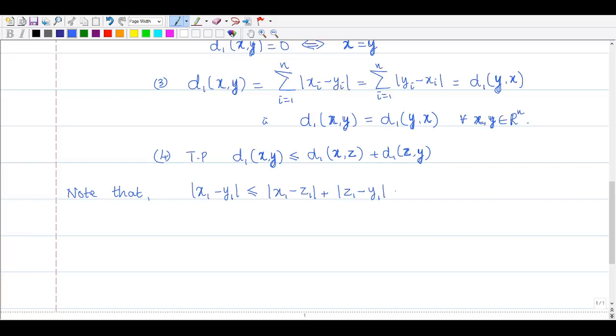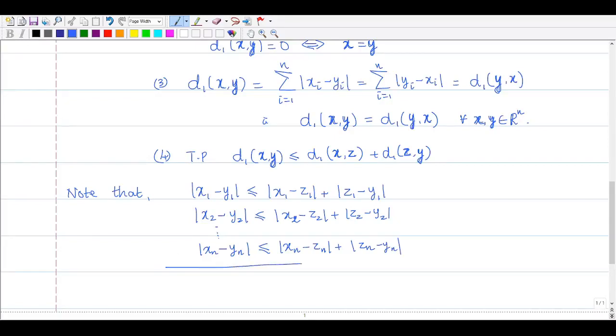Okay, now what I do is, similarly, I can write modulus of x2 minus y2 is less than or equal to modulus of x2 minus z2 plus modulus of z2 minus y2. Up to this, going on, modulus of xn minus yn is less than or equal to modulus of xn minus zn plus modulus of zn minus yn. So now what I do is add all of these fully. Okay, all of them are the triangle inequality, the same inequality.